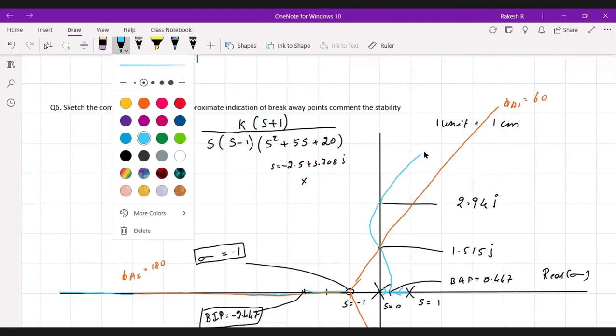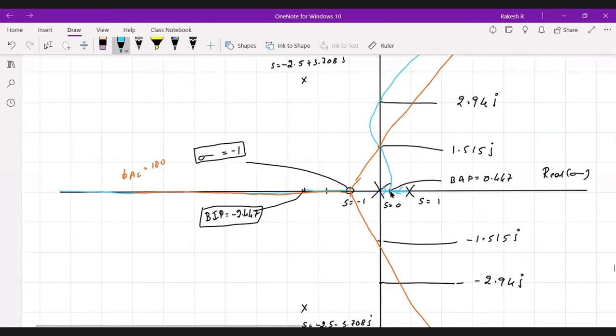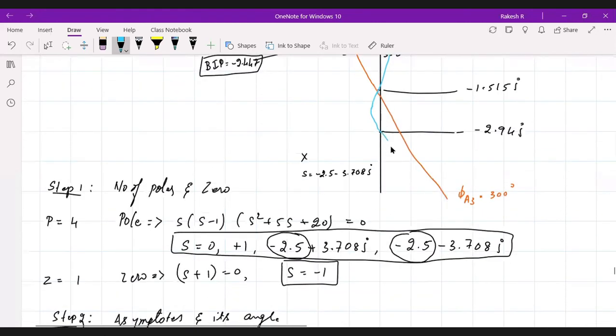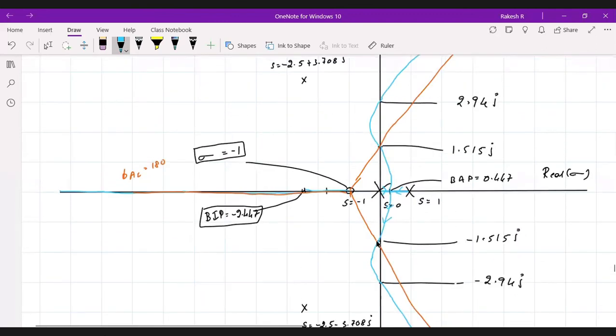Now this is moving along the asymptote line to infinity. Right. Another route is like this. It is crossing the imaginary axis here, and again it is crossing the imaginary axis here, and it will be moving along the asymptote angle to infinity here. Right. So this will be one route.